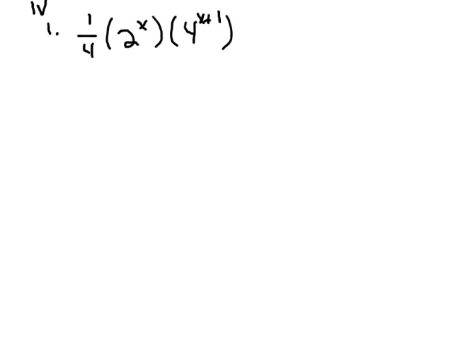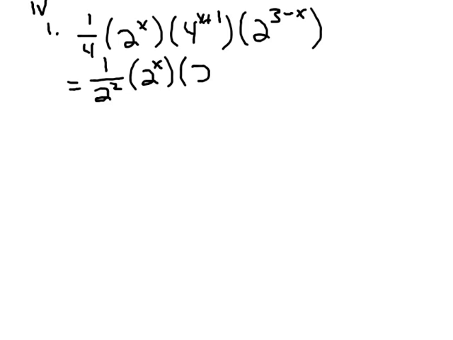I'll move to the next page and rewrite the problems. So the first problem, again this is part 4, is 1/4 times 2 to the x times 4 to the x plus 1 times 2 to the 3 minus x. And I know that if all of these were the same, had the same base, I'd be able to use my laws of exponents to combine them. So I will make them all the same base. So this is 1 over 2 squared. This is 2 to the x, already base 2. 4 is 2 squared, so this is 2 squared to the x plus 1. And then 2 to the 3 minus x.